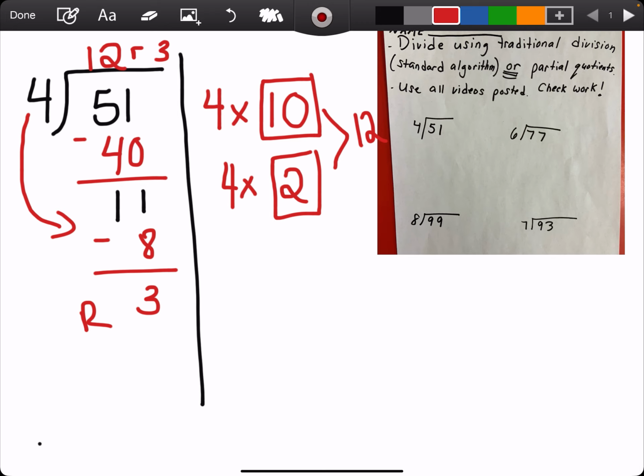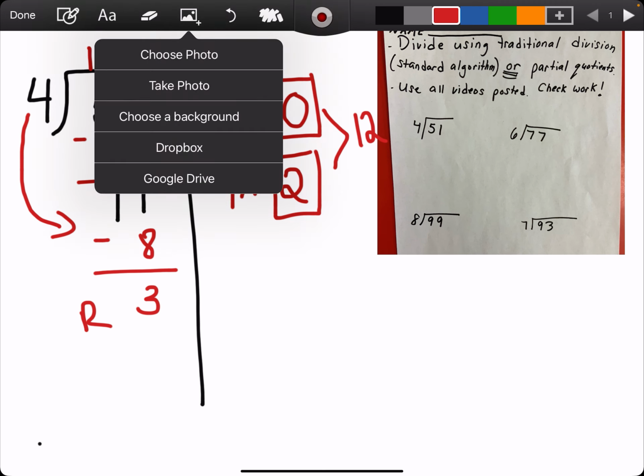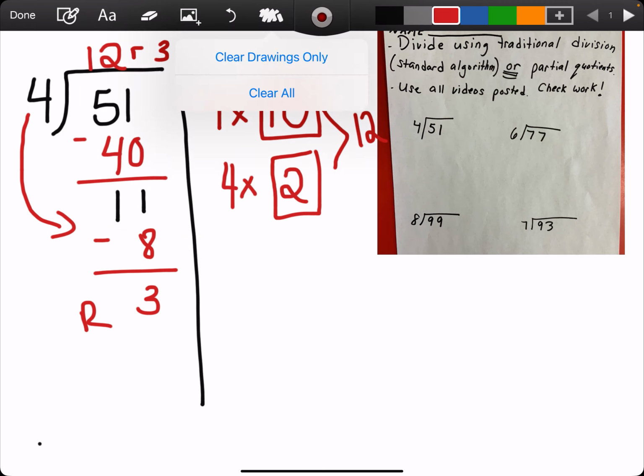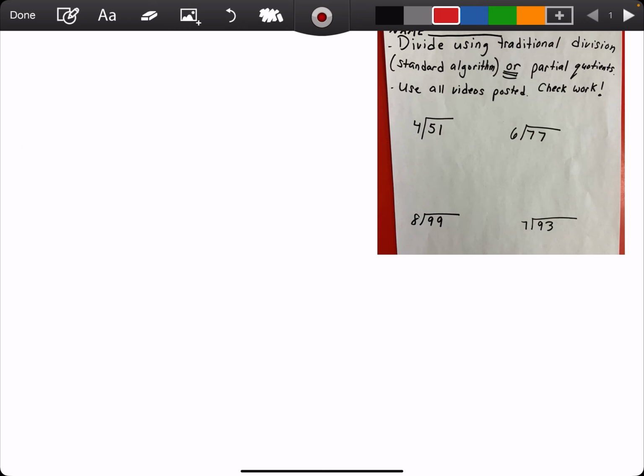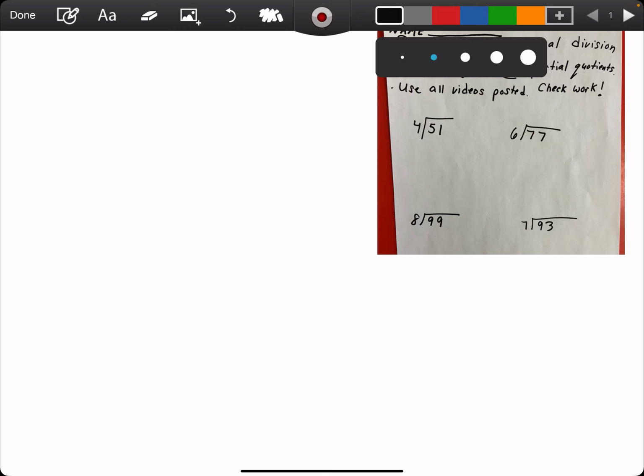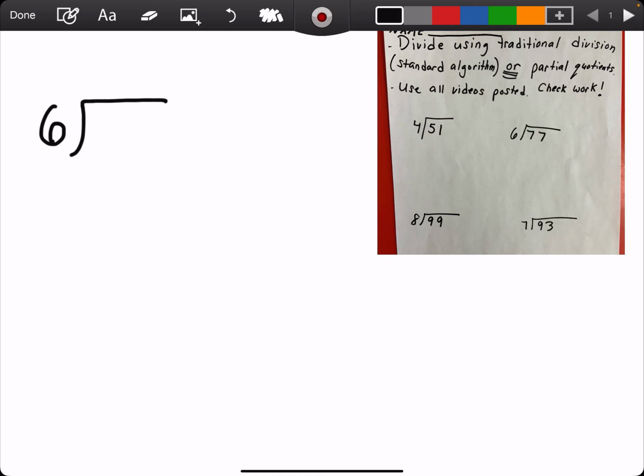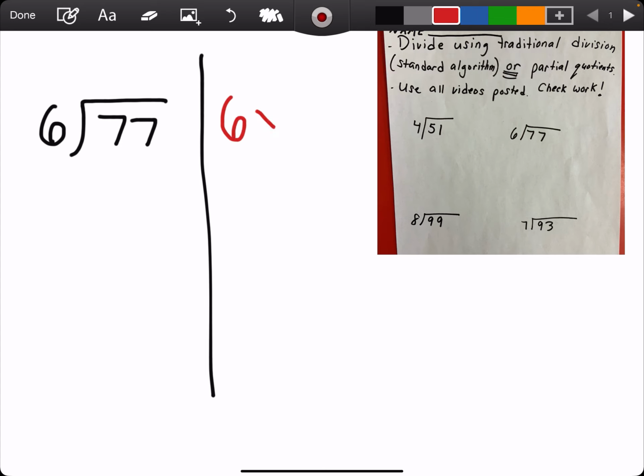Okay. Now, let's try the next one. 6 goes into 77. I'm going to draw my line down here. Okay, 6 times what is going to get me close to 77 without going over? I'm going to start again with times 10. What if I made 10 groups? 6 times 10 is 60. Yep, that's good. That's less than 77.